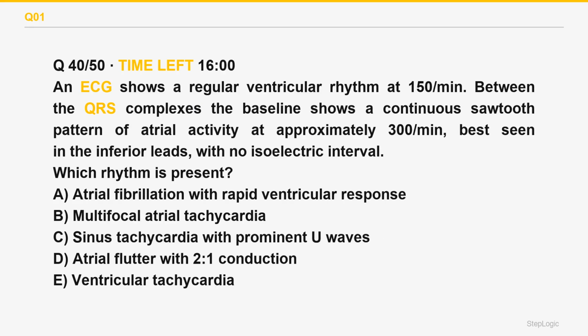Which rhythm is present? An ECG shows a regular ventricular rhythm at 150 per minute. Between the QRS complexes, the baseline shows a continuous sawtooth pattern of atrial activity at approximately 300 per minute, best seen in the inferior leads, with no isoelectric interval. Read the command. Which rhythm? Two atrial arrhythmias dominate this differential, and they are separated by regularity and by the shape of the baseline.